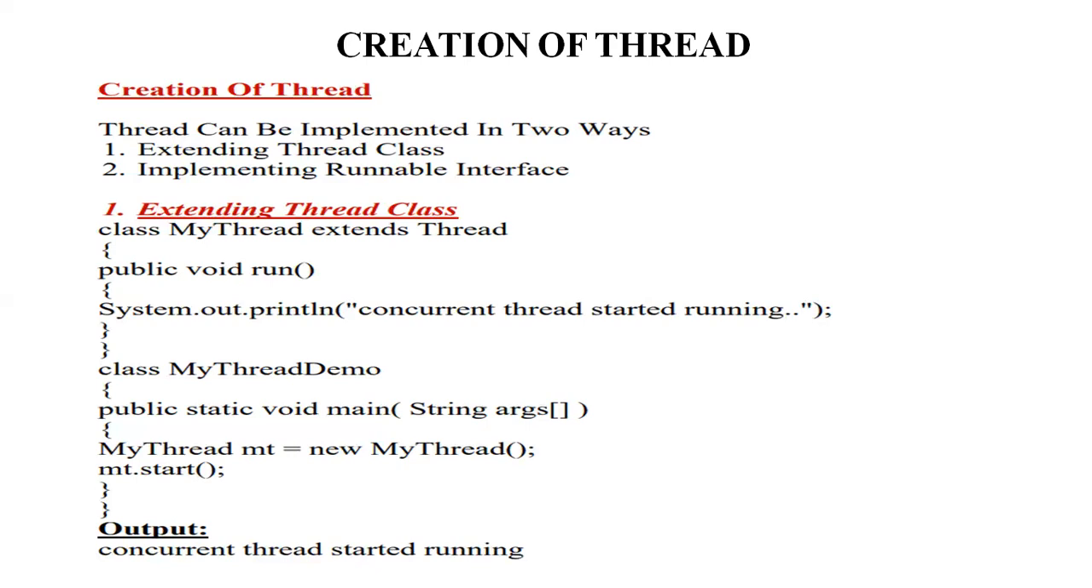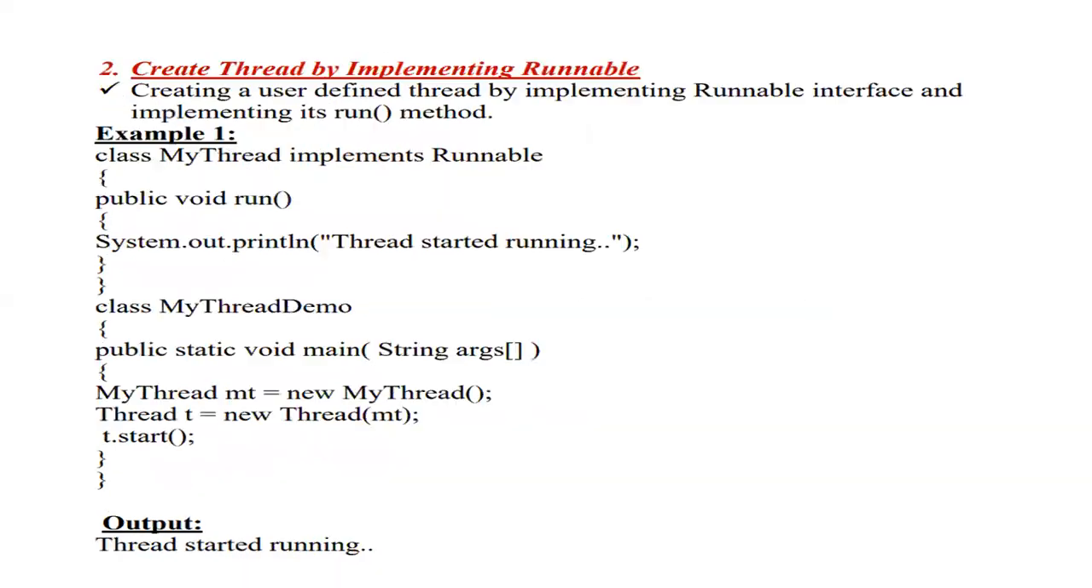Then class MyThreadDemo. In this class, we are going to create an object for the thread class. The public static void main(String args). MyThread is the class name. MyThread obj equal to new MyThread, and obj.start(). We are starting the thread now, and the output is: concurrent thread started running.